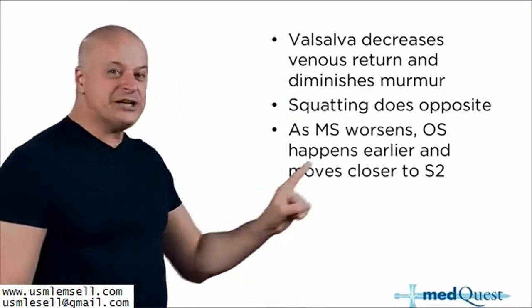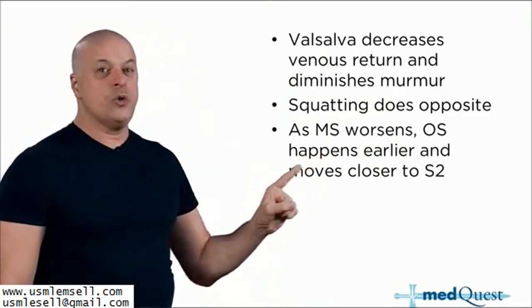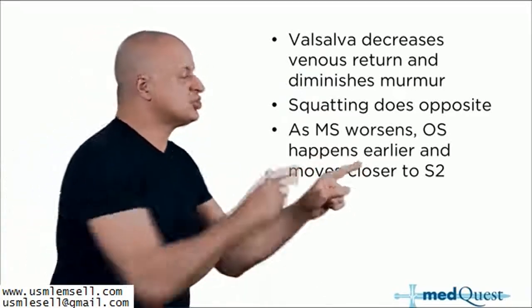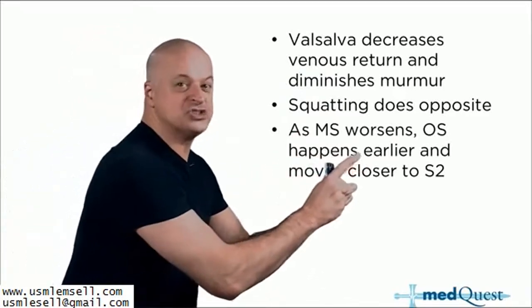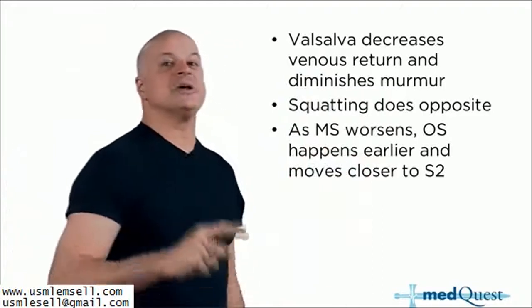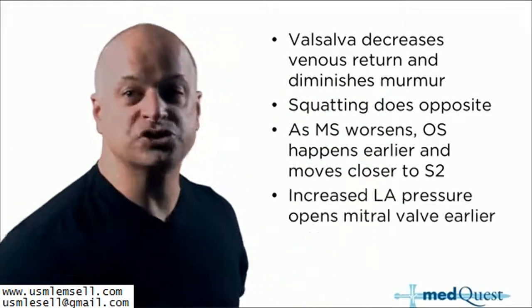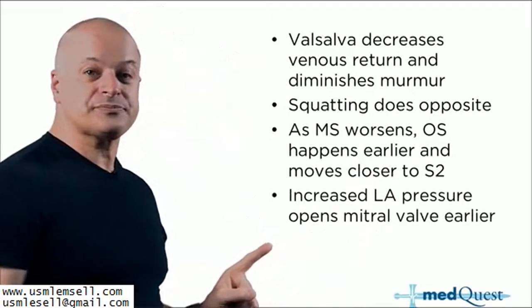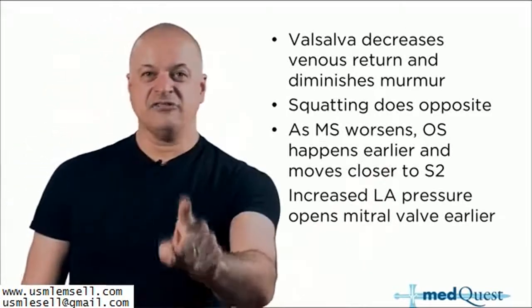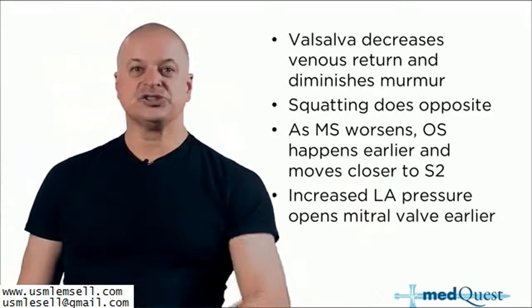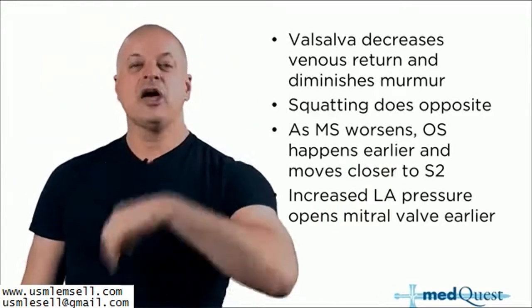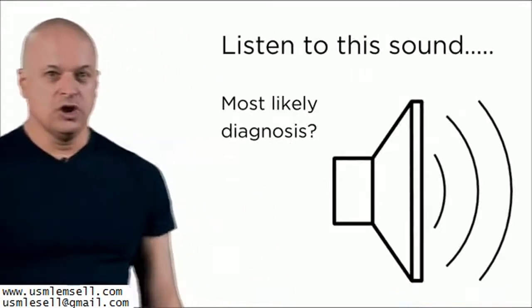So as the mitral stenosis worsens, the opening snap happens earlier. And it happens earlier because the left atrial pressure goes up as the valve lesion worsens. Echo, cath, balloon. What do you hear?